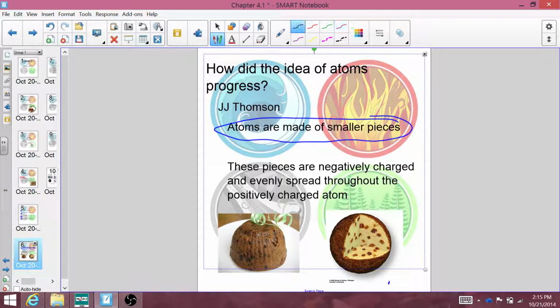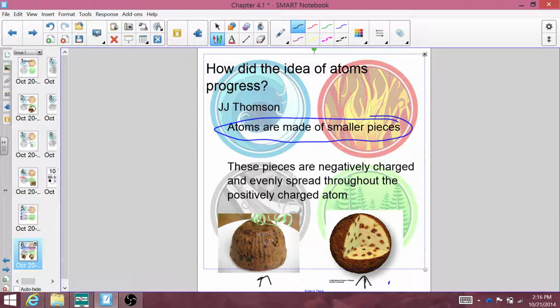And you can see I have some pictures of plum pudding here. They look delicious. And you can think of this as the model of the atom for J.J. Thomson. All of the cakey bits were the bulk of the atom, and he said that was positively charged. And then all of the little plum pieces in here, those are the small negatively charged particles that just permeate through here. Now you may be wondering, how the heck did he come up with that idea?